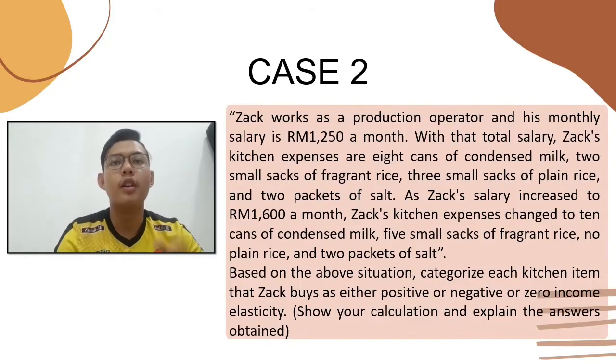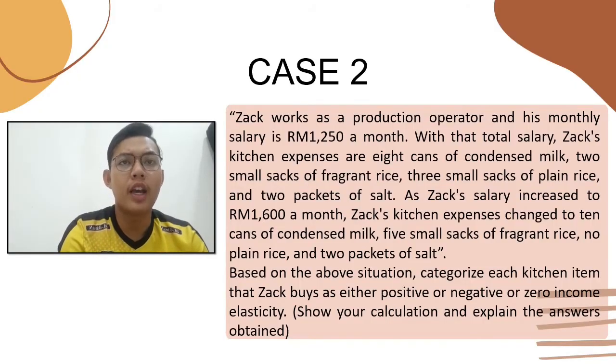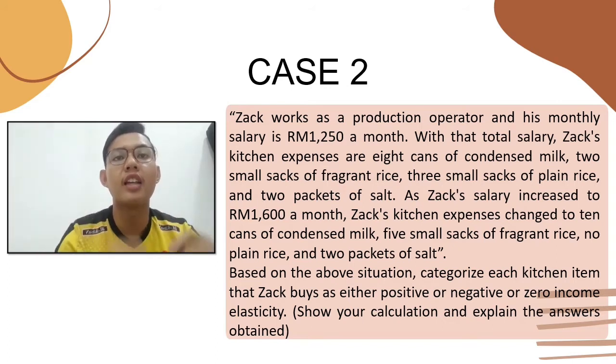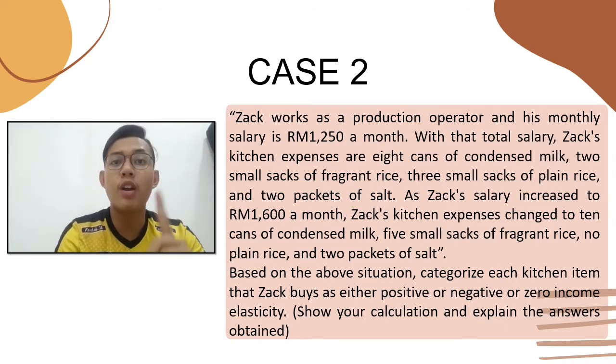Case number 2. Zax works as a production operator and his monthly salary is 1,050 a month. With the total salary, Zax's kitchen expenses are 8 cans of condensed milk, 2 small sacks of fried rice, 3 small sacks of plain rice and 2 packets of salt. As Zax's salary increases to 1,600 a month, his kitchen expenses change to 10 cans of condensed milk, 5 small sacks of fried rice, no plain rice, and 2 packets of salt.